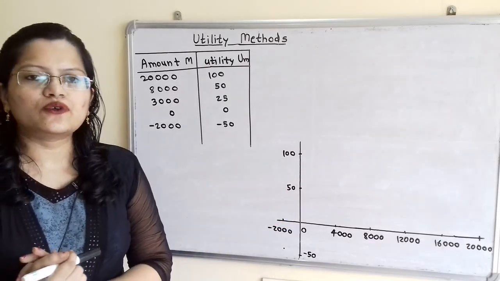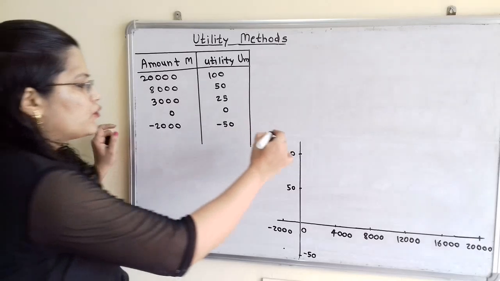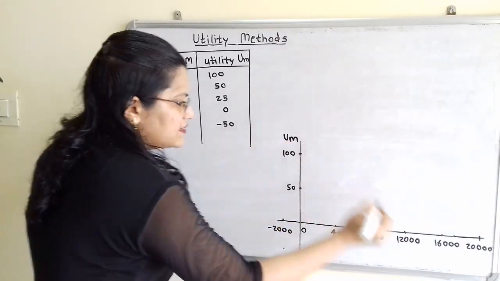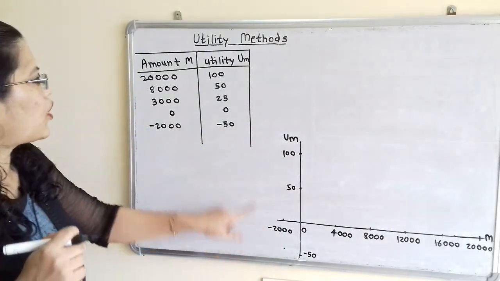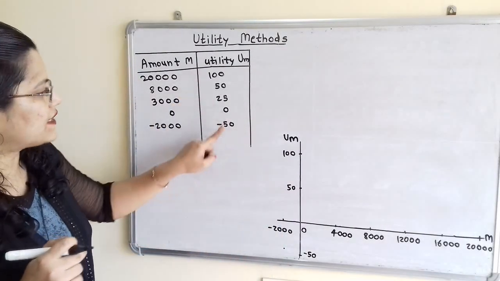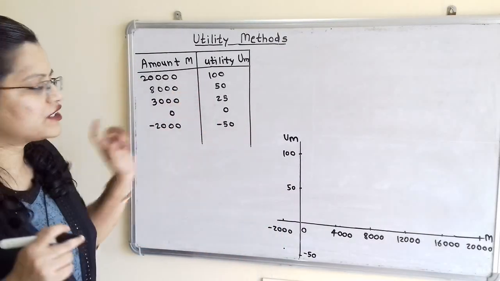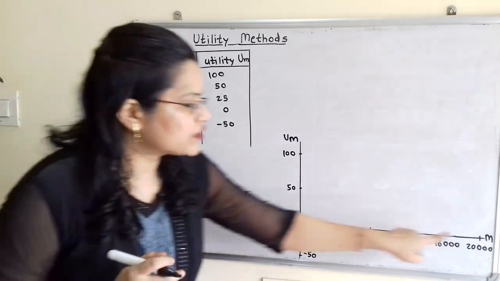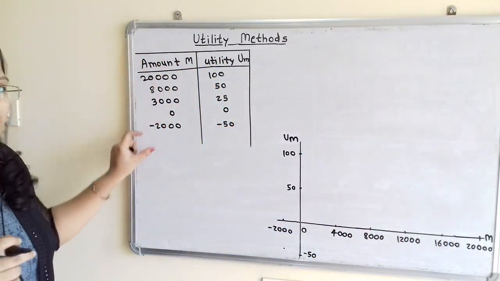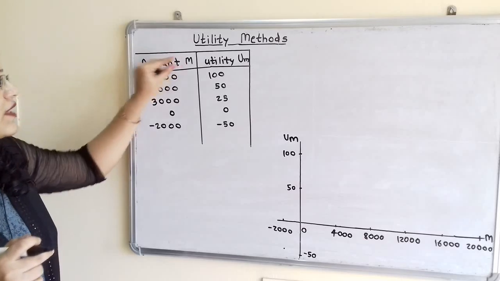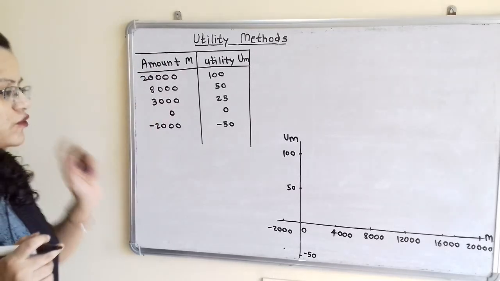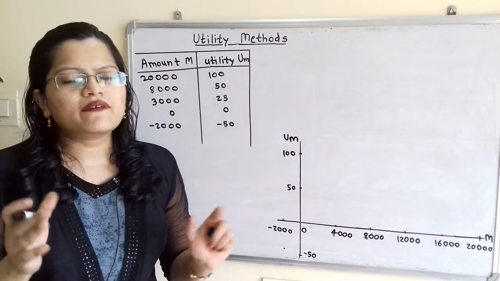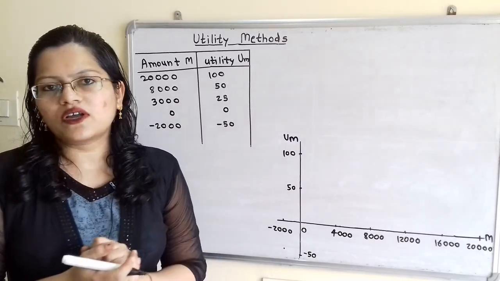So we know that the utility curve is for UM against M. That is, on this vertical line we have to plot here the utility values, that is 100, 50, 25, 0, minus 50, and on this horizontal line we have to plot here the amount M, which is in rupees, 20,000, 8,000, 3,000, 0 and minus 2,000. So we will refer here one particular scale.